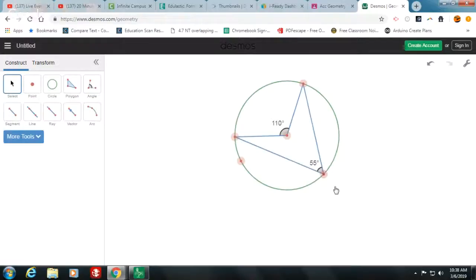Good job. If I move this point, the numbers do change, and it should always be, this is double that. Yeah, mine's still off by one, but I'm not sure why that happened. Okay. So basically, we have to realize that if we have this angle as the question, we look across for what the central angle is.